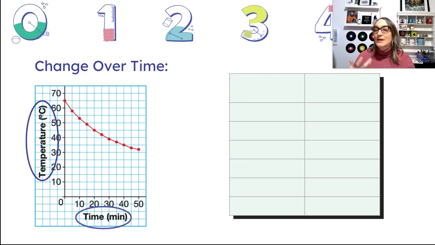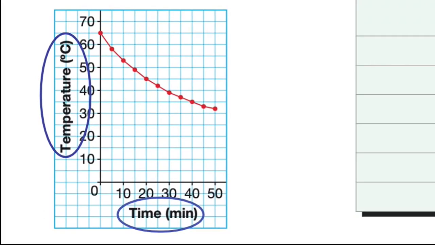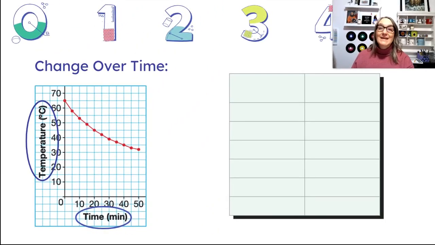For our example of the mug of hot chocolate getting cooler and cooler over time, let's look closely at the graph and think about it. The graph shows the relationship or connection between the amount of time that has passed and the temperature of the hot chocolate. In this case, the temperature of the hot chocolate is dependent on the passing of time. As time passes, the hot chocolate cools down. So the independent variable is time, and the dependent variable is temperature.